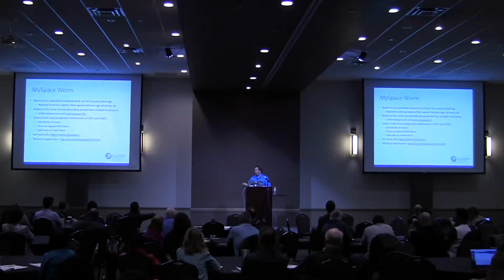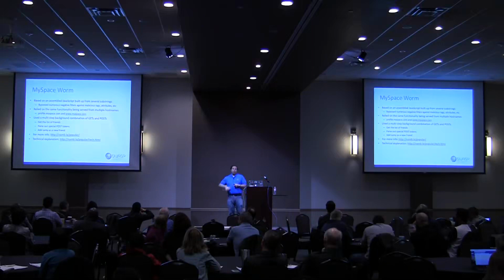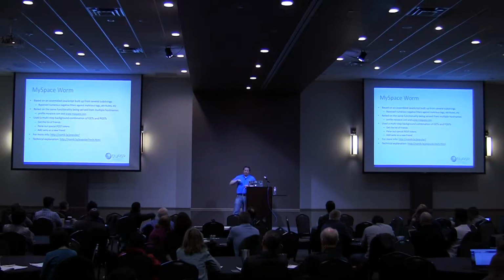I parse out these special post tokens from there, and then I add Sammy as a new friend. Basically what Sammy created was this worm, where when you went to the page of somebody who was already affected by this MySpace worm, it would tell your browser to say, hey, I want to add Sammy as a friend. And then you would add Sammy as a friend on your page. So every single page that a user goes to who's already affected by this, they will then go and add Sammy as a friend. All right?